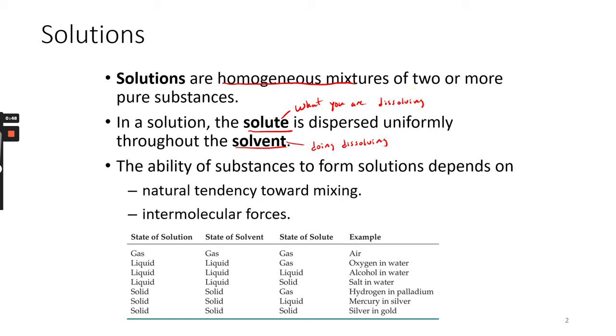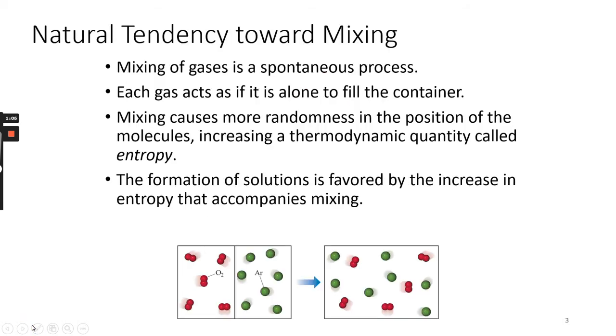The ability of a substance to actually form a solution depends on two things. One, the natural tendency towards mixing. And two, the intermolecular forces. So let's talk about the natural tendency towards mixing.